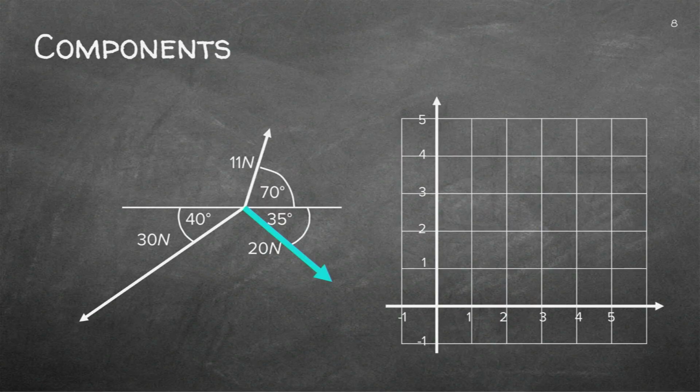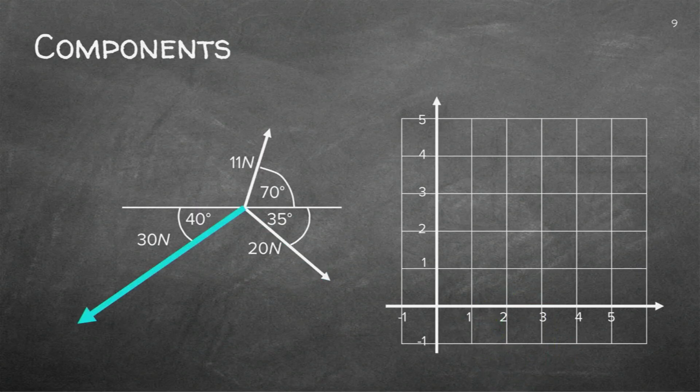The next one is the 20 Newton. So there you'll have your 20 Newton, and again, you'll have your x component there, and your y component there. Again, I've got the angle, 35 degrees. I've got the hypotenuse, or the 20 Newton, and I can then get the x and the y, and make sure that you are in the correct quadrant.